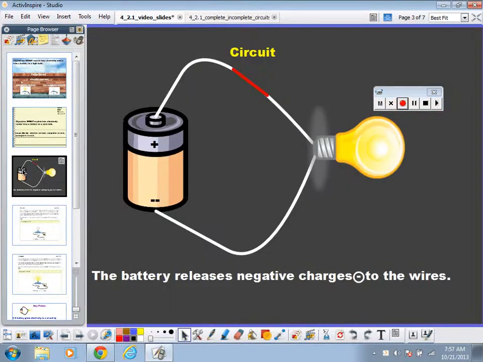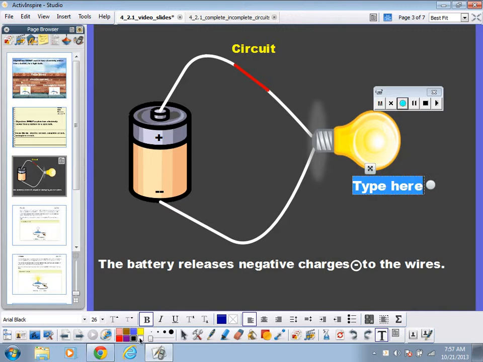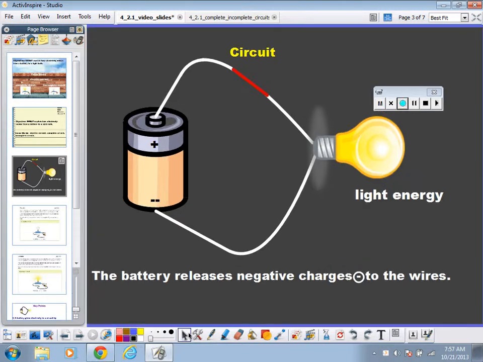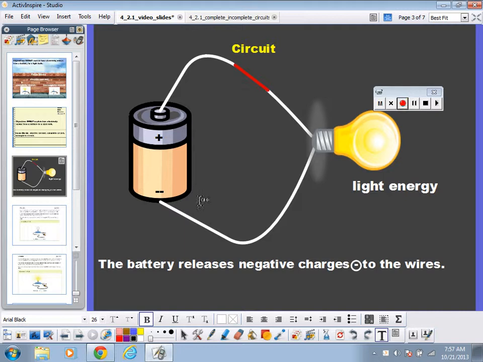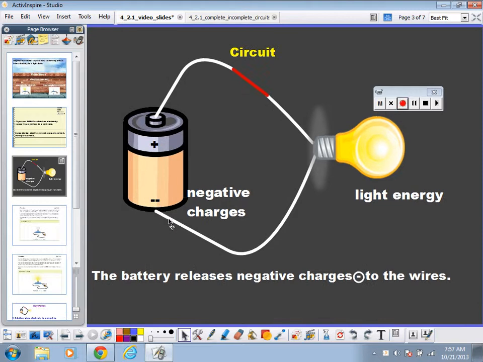Okay, so we are learning today how electricity gets from the battery to the light bulb to make light energy. So let's get started and learn that. What is going on in here is kind of similar to static electricity. We have these guys right here, and if you remember, those are called negative charges. And the negative charges are actually in the battery, and then the battery gives them to the wire.